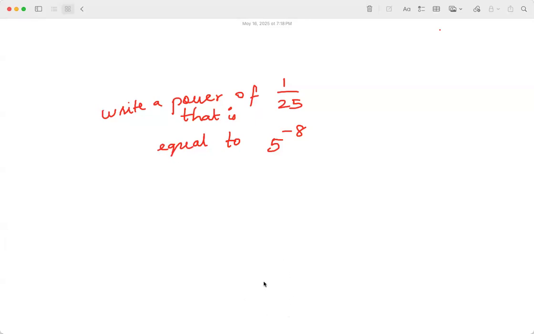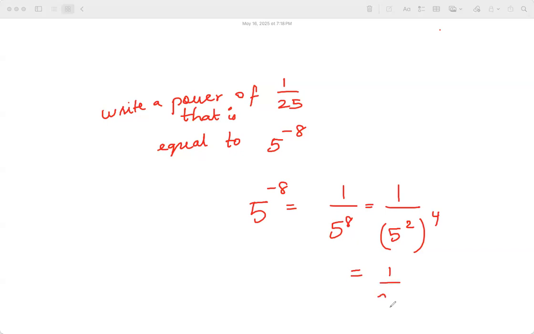Since 5 to the power negative 8 is equal to 1 over 5 to the power 8, I did 5 squared times 5 squared times 5 squared times 5 squared. And since 5 squared is 25, one of those is 1 over 25, that means the answer is 1 over 25 to the power of 4. Make sense, guys? Arihan, did you get it? I still don't get it.